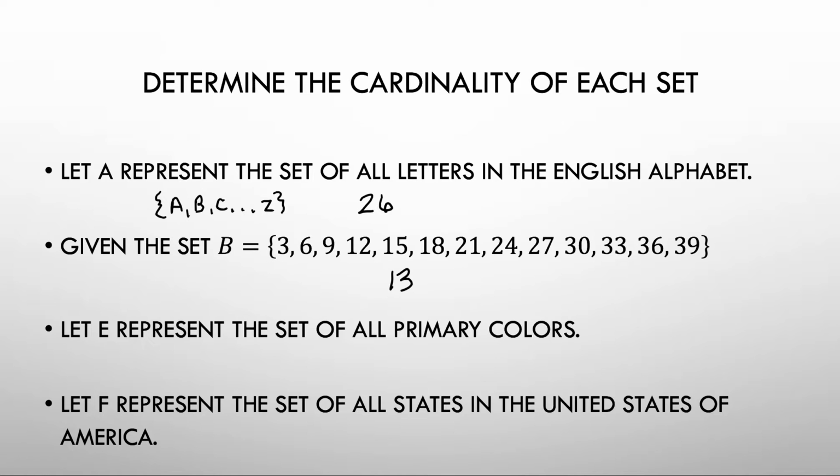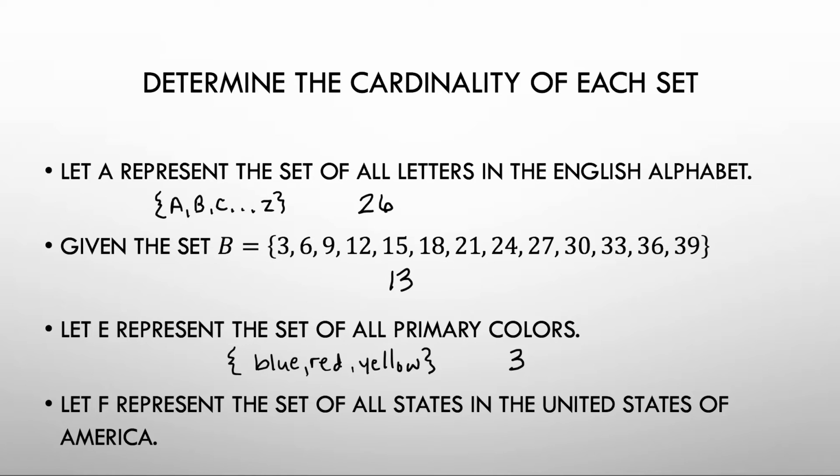The next one says that E represents the set of all primary colors. So again, think about what that set is going to contain. Our primary colors are blue, red, and yellow. And so what is the cardinality of our set? The cardinality would equal 3 since there are 3 elements in the set.